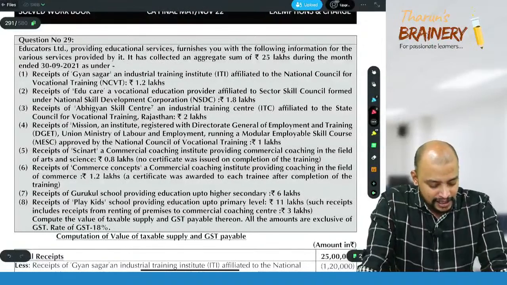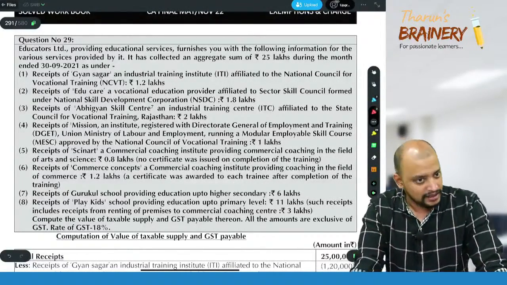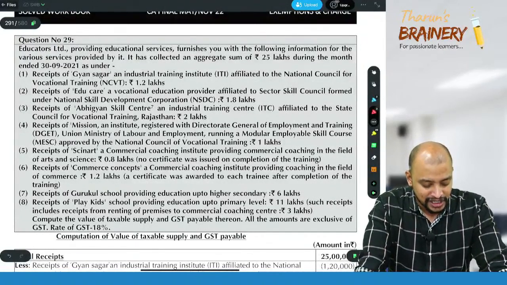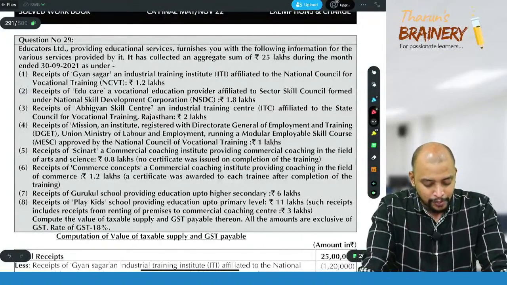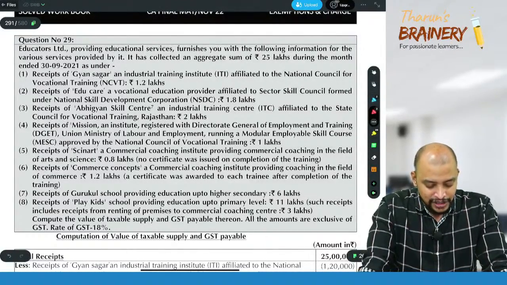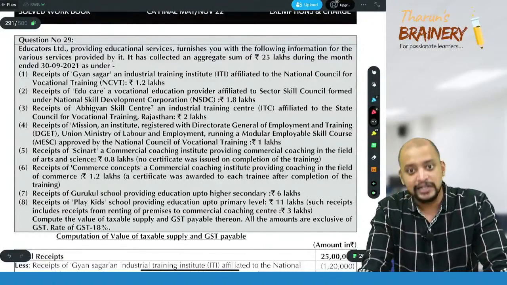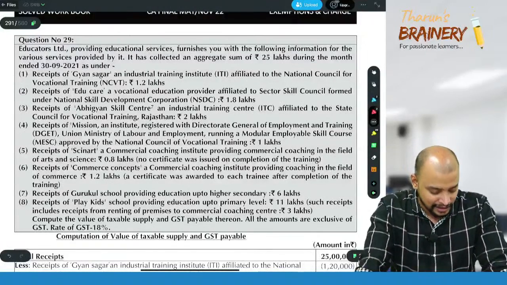Receipts of Abhigyan Skill Center, an Industrial Training Center affiliated to SCVT. Is this an educational institution? Exempted. Receipts of Mission, an institute registered with DG of Employment and Training, Union Ministry of Labour, running a modular employable skill course. Yes, modular employable skill course is also covered under vocational education, exempted.